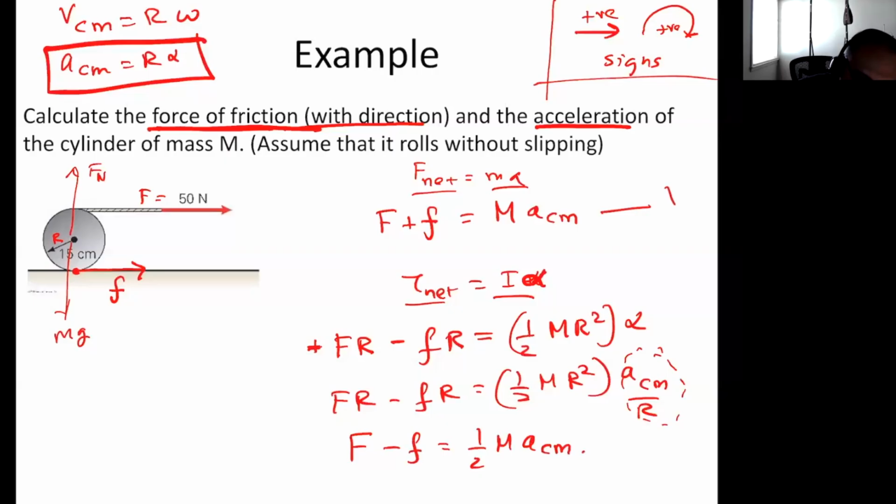This is my equation number 1, and this is my equation number 2. Both of them came from Newton's second law, right? All right, so now it's just a matter of solving these two equations for the two unknowns. So it's just a matter of algebra, and I'll just do that. Maybe I'll just do that on a Word document because I'm running out of space here.